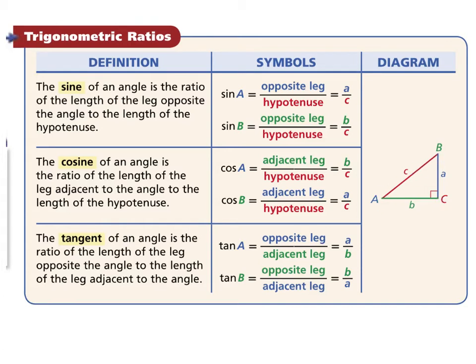And the tangent is opposite over adjacent. It's using the two legs. So opposite over adjacent. So tangent of A would be A divided by B. Tangent of B, opposite divided by adjacent, would be B divided by A.